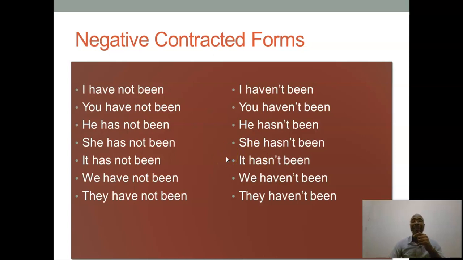Now let's look at the negative contracted forms. For the negative, we add not. So I haven't is the contracted form for I have not. I have not been, I haven't been. You have not been, you haven't been. Okay, he hasn't been. The pronunciation is he hasn't. She hasn't. It hasn't. We haven't. They haven't. So that's it for the contracted forms for both affirmative and negative.